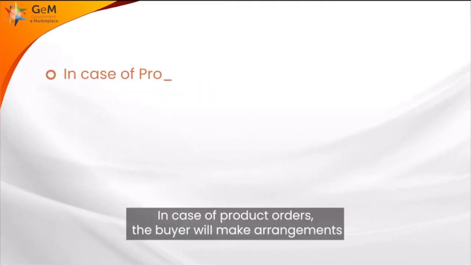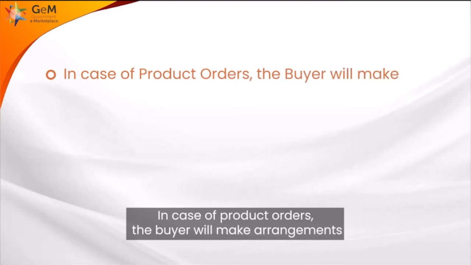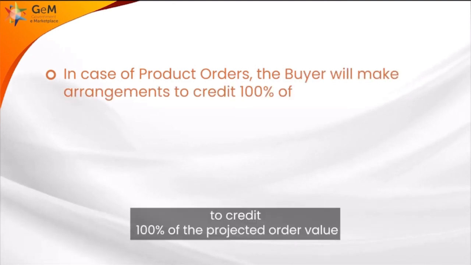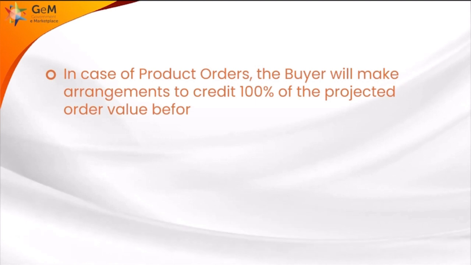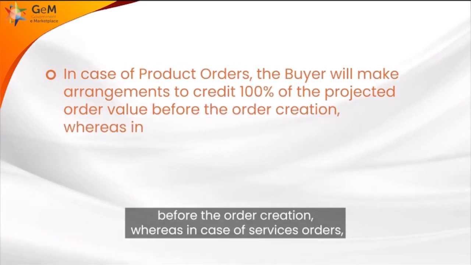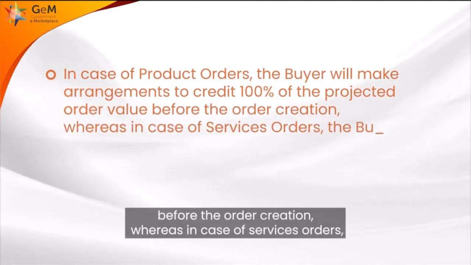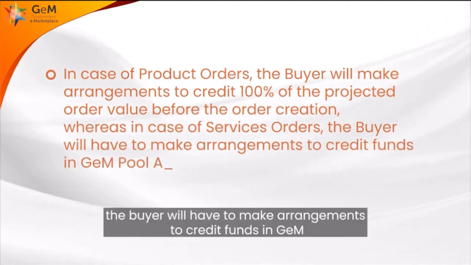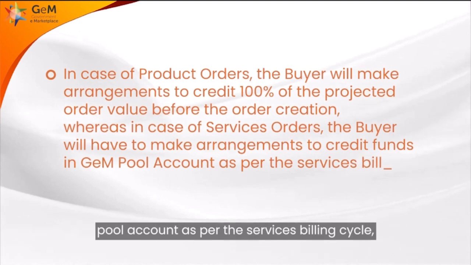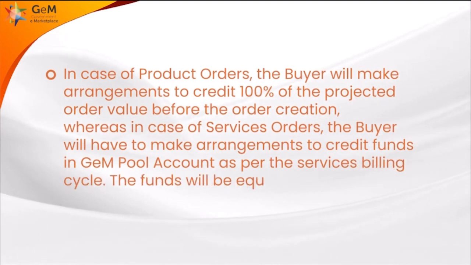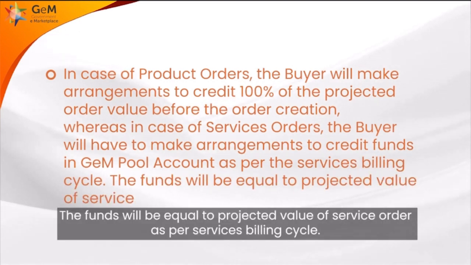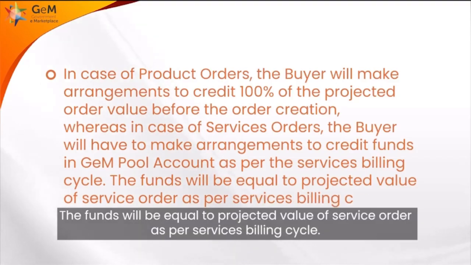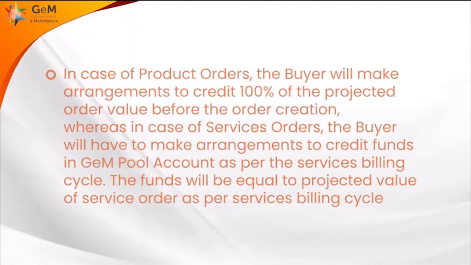In case of product orders, the buyer will make arrangements to credit 100% of the projected order value before the order creation. Whereas, in case of services orders, the buyer will have to make arrangements to credit funds in GeM Pool account as per the services billing cycle. The funds will be equal to projected value of service order as per services billing cycle.